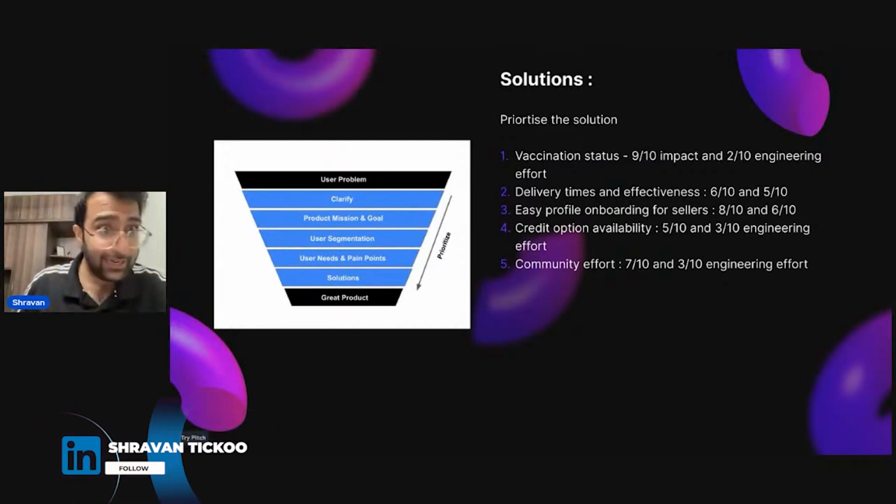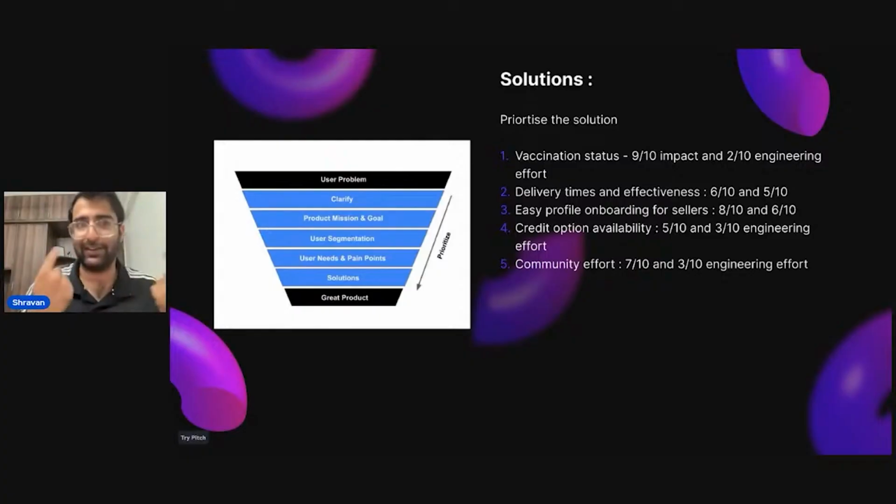And from an engineering perspective, it's hard because you have to set up a delivery ecosystem. You have to build features around it, but you can't do anything about it. You have to build it, right? If you want to build a marketplace, right? Make sense? So, acha. Third is easy profile onboarding for sellers.